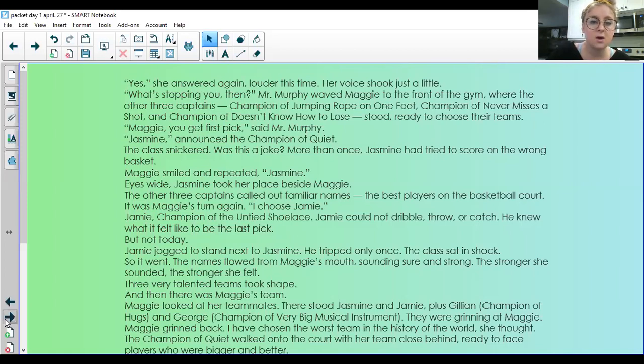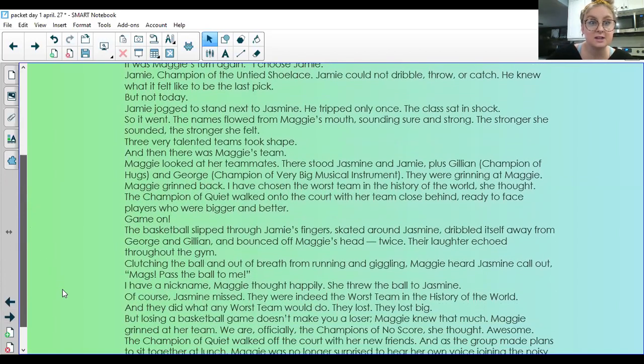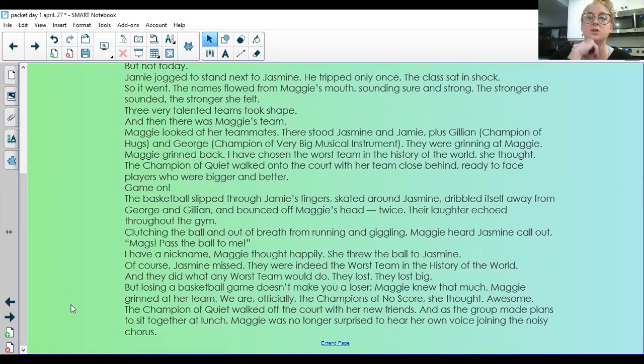The other three captains called out familiar names, the best players on the basketball court. It was Maggie's turn again. "I choose Jamie." Jamie, champion of the untied shoelace. Jamie could not dribble, throw, or catch. He knew what it felt like to be the last pick, but not today. Jamie jogged to stand next to Jasmine. He tripped only once. The class sat in shock. So it went. The names flowed from Maggie's mouth, sounding sure and strong. The stronger she sounded, the stronger she felt. Three very talented teams took shape.